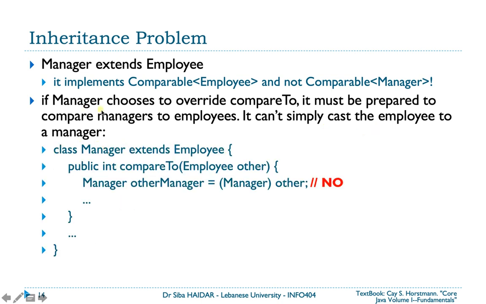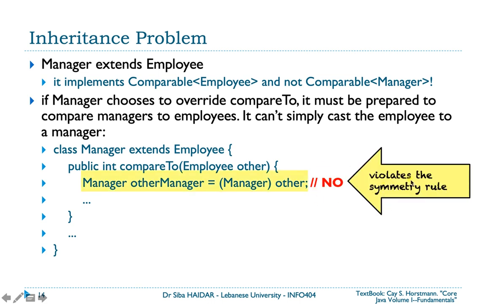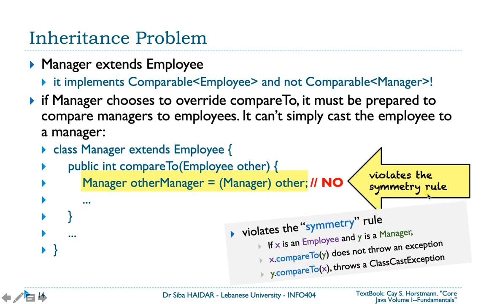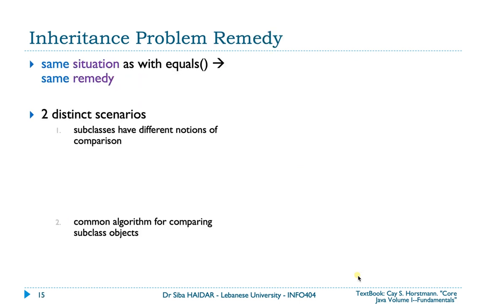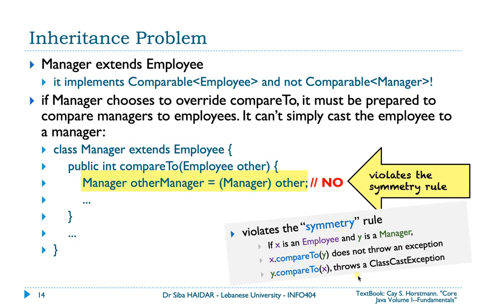So if you write like this, it is a big no. Why? Because it violates the symmetry rule. Why? Because if x is an employee and y is a manager, x compared to y does not throw an exception. However, y compared to x throws an exception, and this is a violation of the contract. The Java people will not be happy with you. Okay, you will tell me I don't have to compare the bonuses, I can compare the salaries. Yes, you can, but this is only an example.